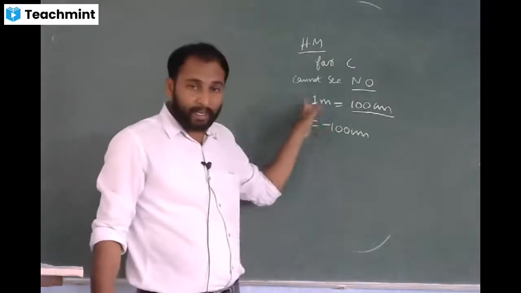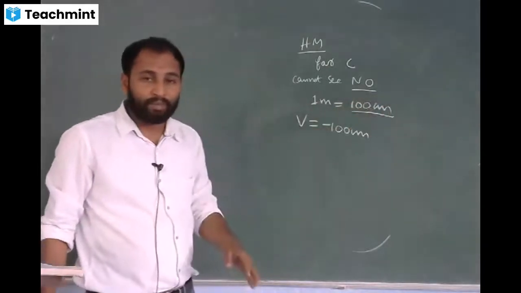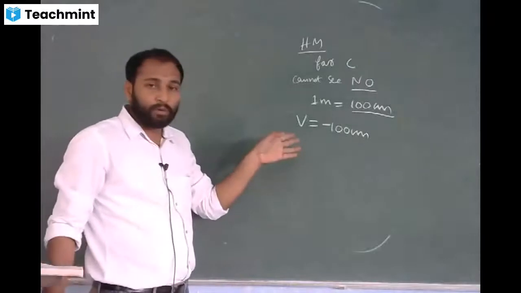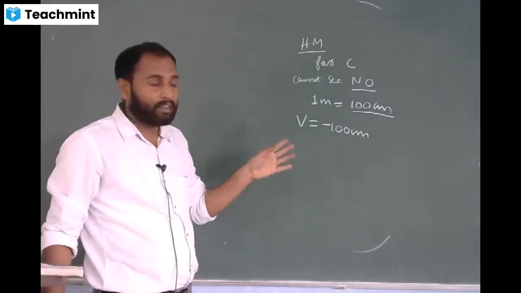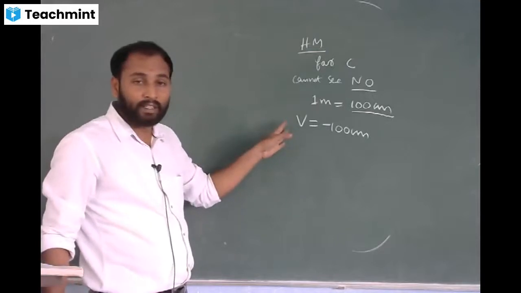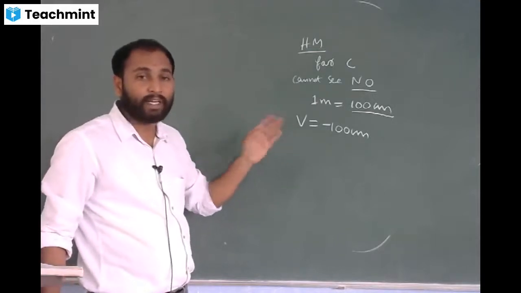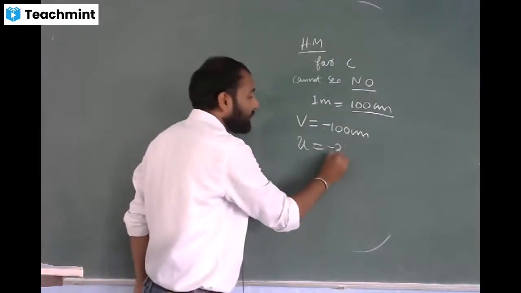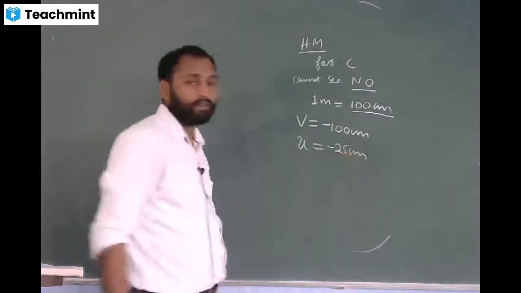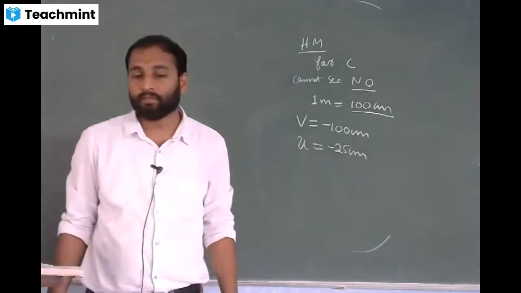From 1 meter he will be able to see the image, but what we need to do here is prepare a lens so that this person can see objects placed at 25 centimeter. So we have to take object distance as minus 25 centimeter. Understood?